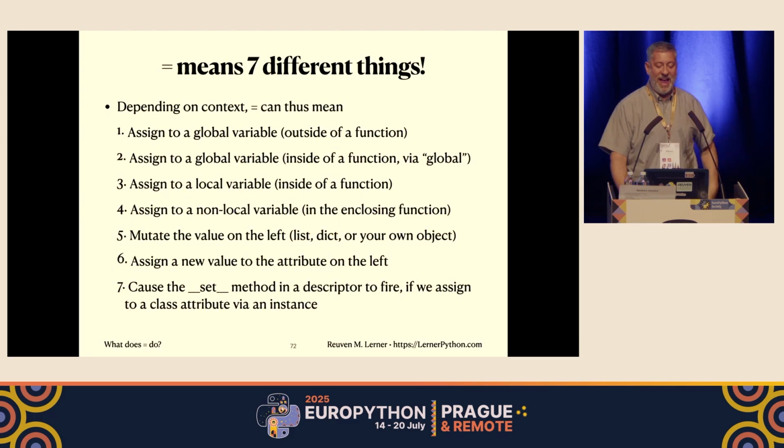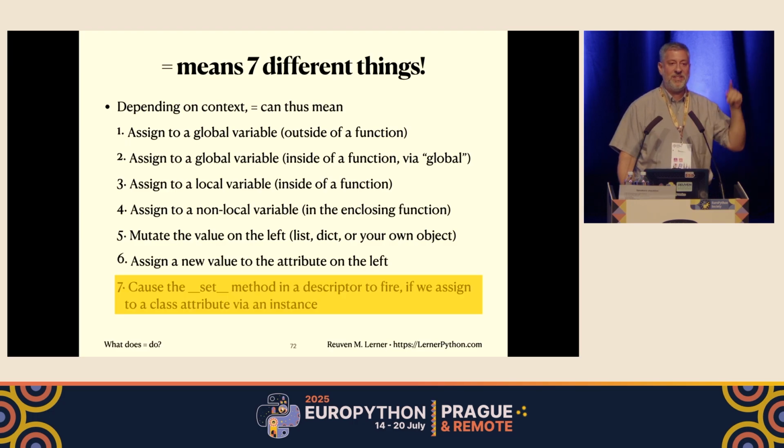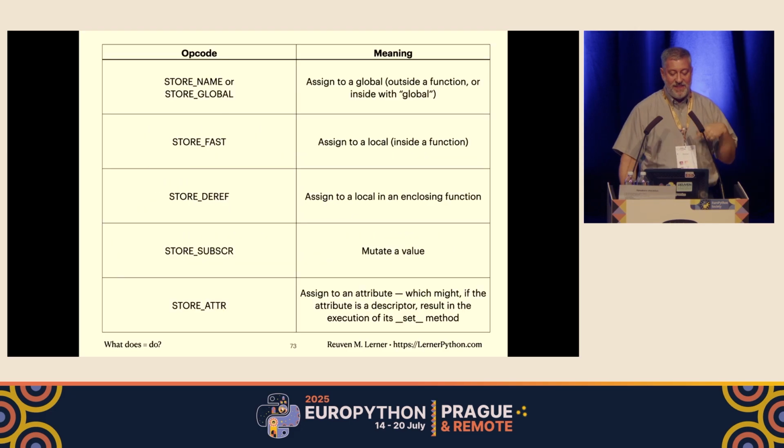So actually equals means 7 different things. We've got the global variable assignment. We've got global variable from a function. We've got local variable. We've got a non-local variable. We've got mutating the value. We've got assigning a new value to the attribute on the left. And we cause the dunder set to fire if we assign to a class attribute via an instance. And these are the opcodes that can be invoked if this actually happens.